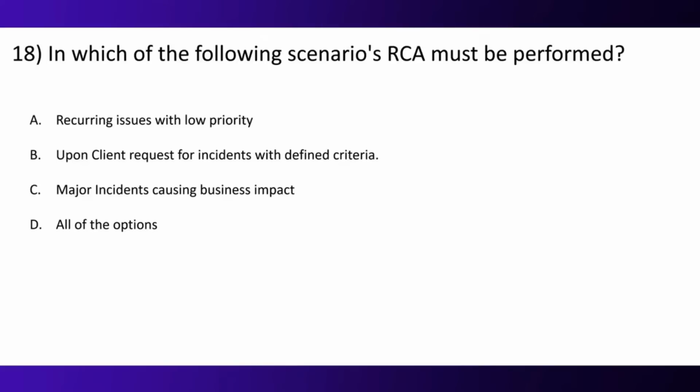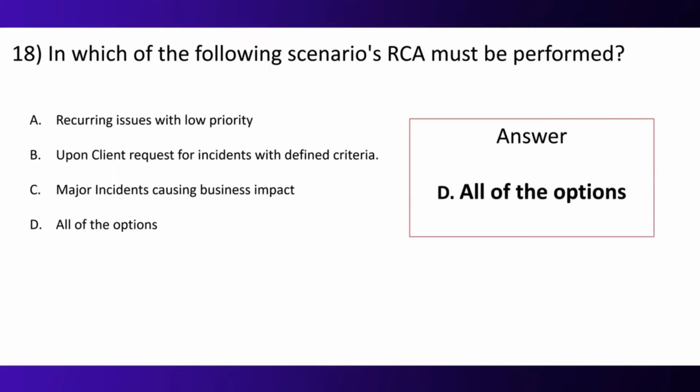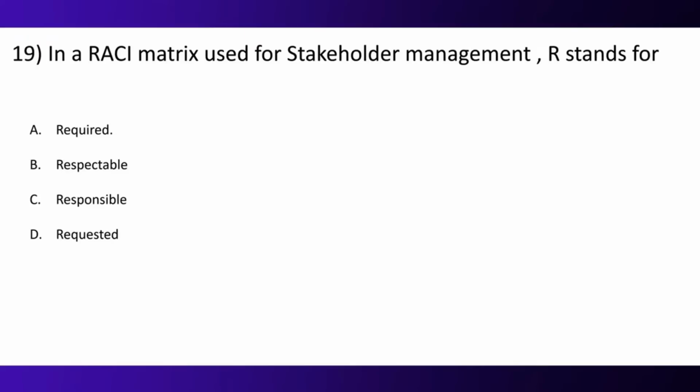Question 18. In which of the following scenarios must RCA be performed? Option A. Recurring issue with low priority. Option B. Upon client request for incident with defined criteria. Option C. Major incidents causing business impact. Option D. All of the options. And the correct option is D. All of the options.